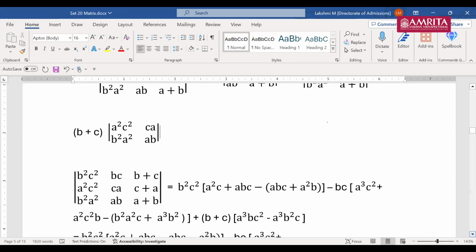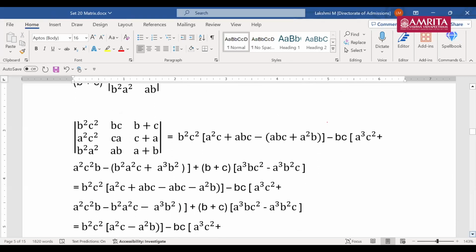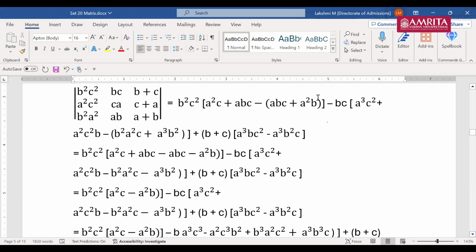Now I have done the expansion. So those students who just want to check, I'll show this. You can just go through it. Those students who have not got the answer 0, you can just check this. I'll give you 1 or 2 minutes to check, because all the terms are cancelling out when we are expanding it.